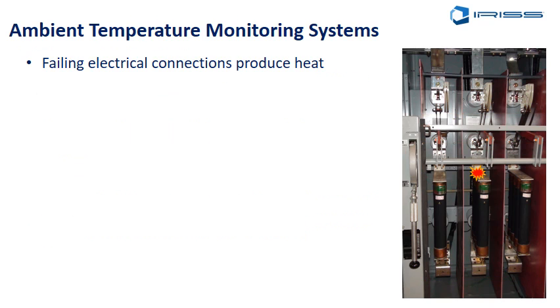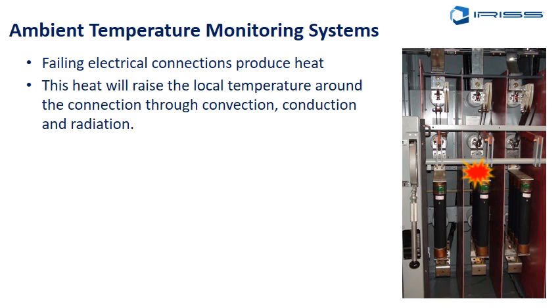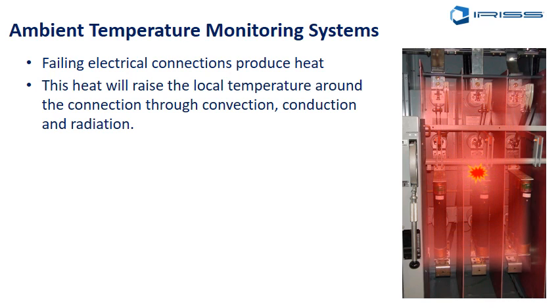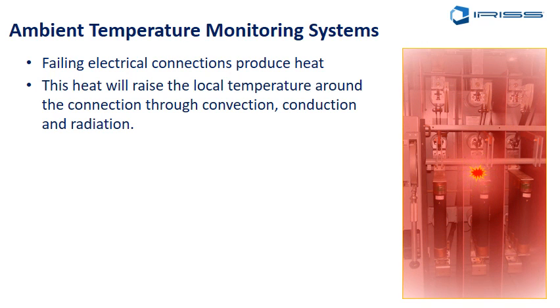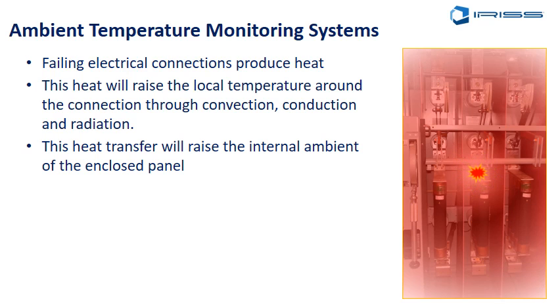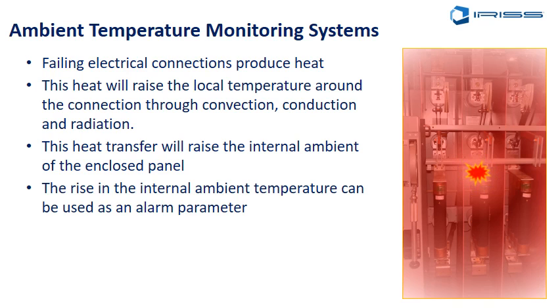So the final one I'm going to look at is the ambient temperature monitoring system. Failing connections produce heat. That's what we know, and this heat will raise the local temperature around the connection through standard heat transfer through convection, conduction and radiation. So the internal ambient of the panel will rise. This heat transfer will raise the internal ambient of the enclosed panel, and the rise in internal ambient temperature can be used as an alarm parameter.